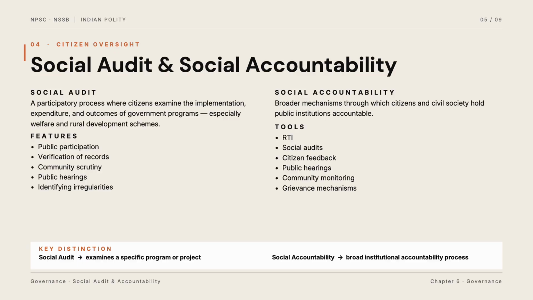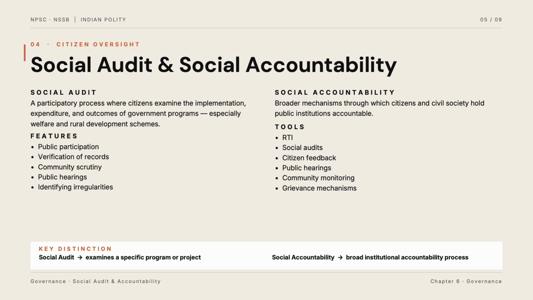Okay, and social accountability. Again, it's very similar to social audit because you audit a person, and if the person isn't good, he will not be an accountable person. If the person is good, then he is someone who is accountable, right? And if he's not good, he should be held accountable, he should be punished. So social accountability is a broader mechanism through which citizens and civil society hold public institutions accountable.